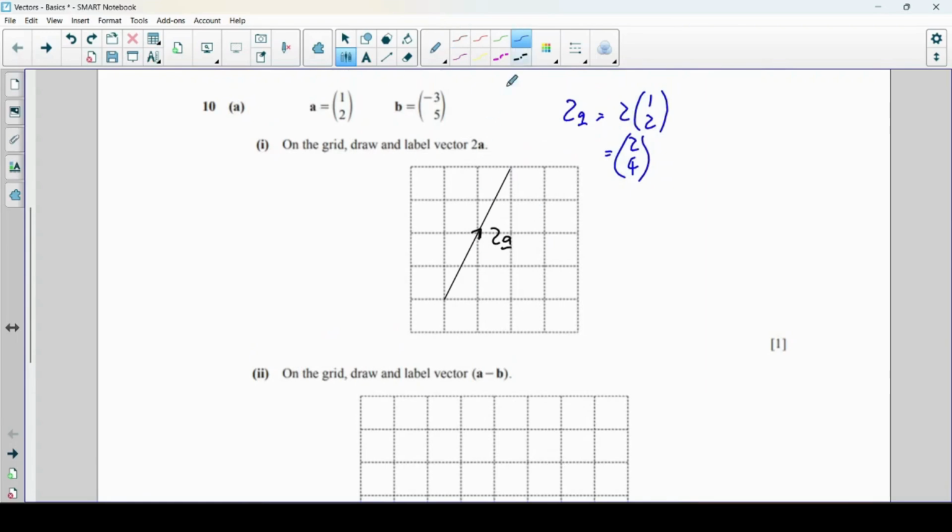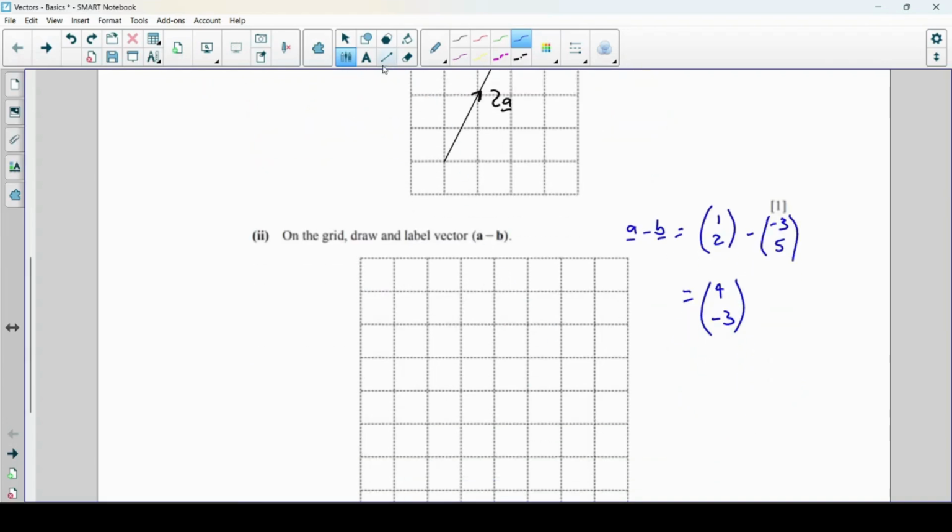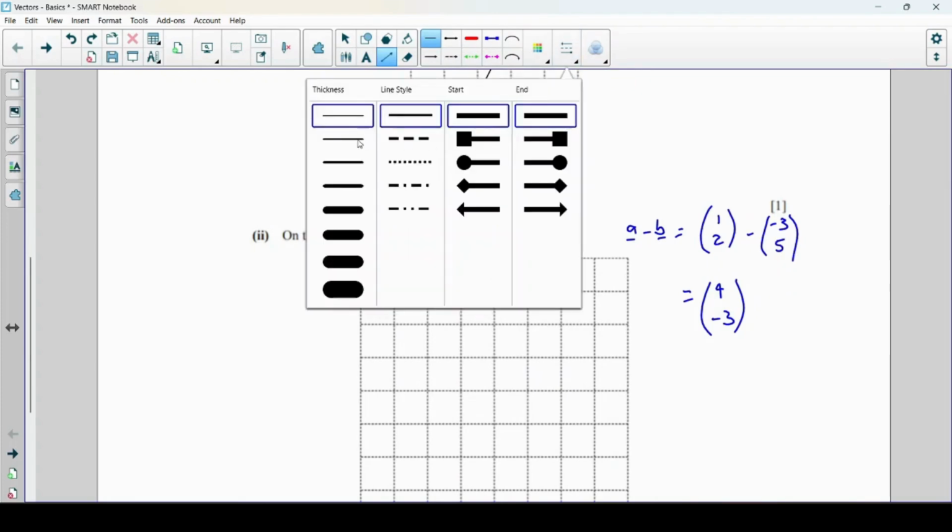Okay, this next one, I think we will calculate it first. It wants us to do a minus b, so let's do that first. a is 1, 2, and then subtract b, which is minus 3, 5. We've got 1 minus minus 3, so that's 1 plus 3, which is 4, and then 2 minus 5, which is minus 3.